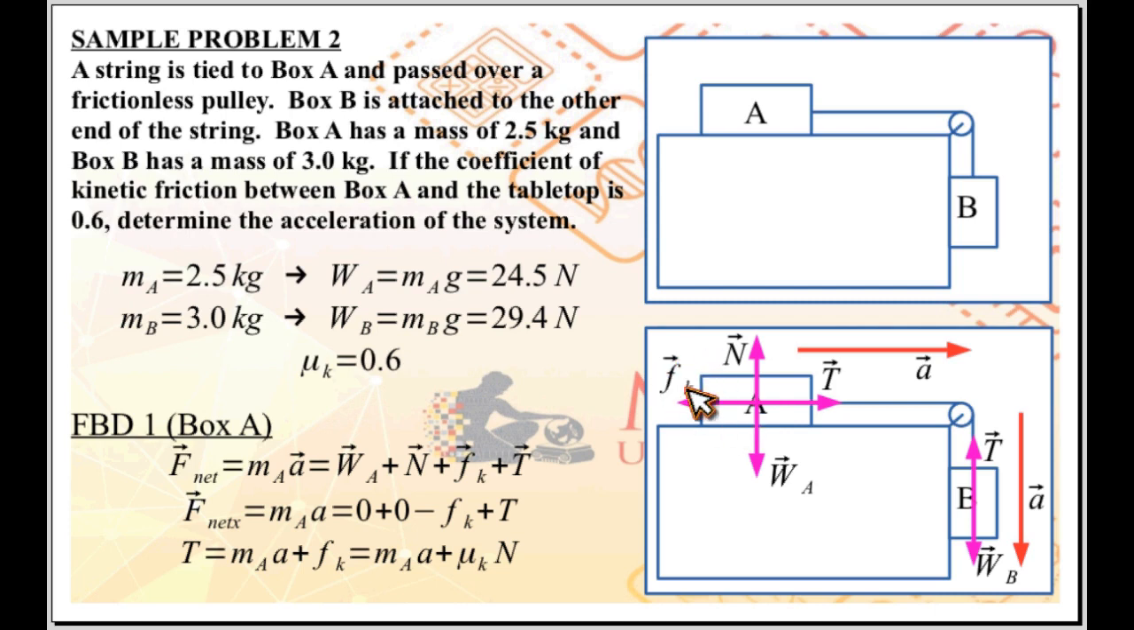We know there is kinetic friction because the problem tells us there is a kinetic friction coefficient between box A and the tabletop. Likewise, the problem tells us that we are looking for the acceleration of the system. So that means the system is moving. For existing sliding motion, kinetic friction will arise to oppose that motion.